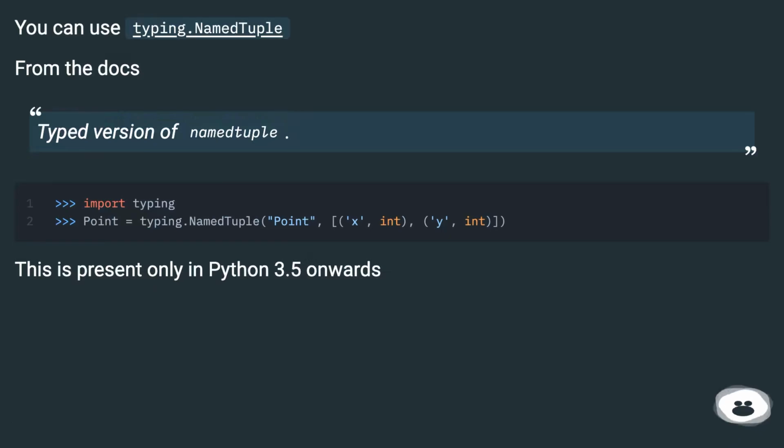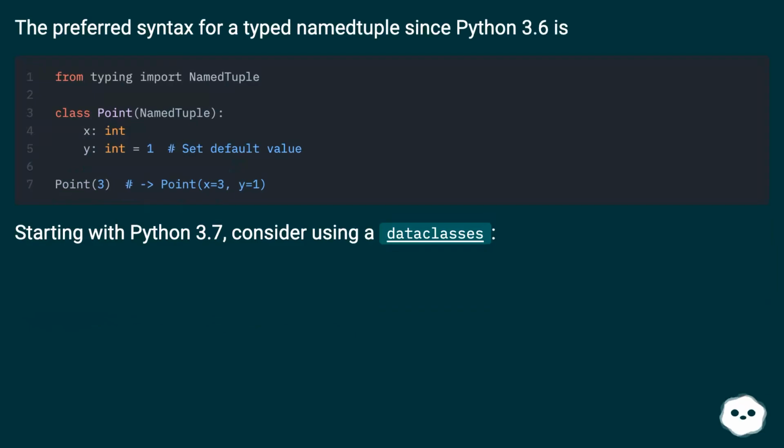You can use typing.NamedTuple from the docs. Typed version of Namedtuple. This is present only in Python 3.5 onwards. The preferred syntax for a typed Namedtuple since Python 3.6 is as follows. Starting with Python 3.7, consider using a dataclass.